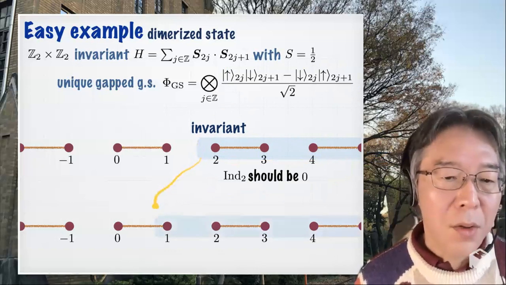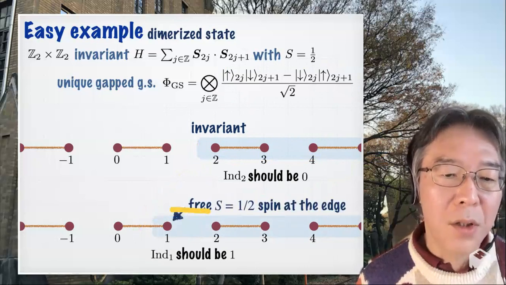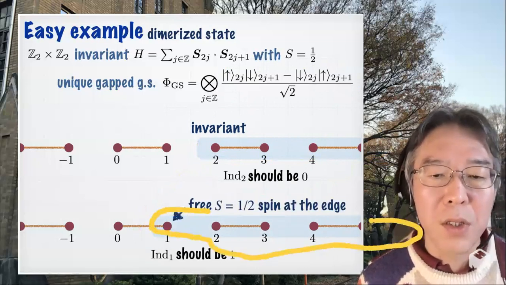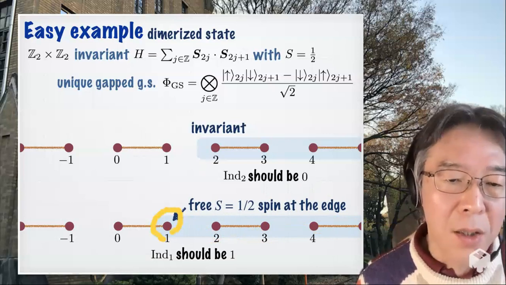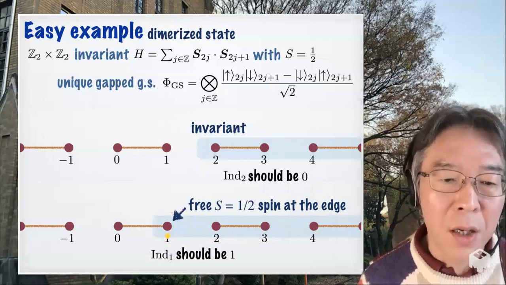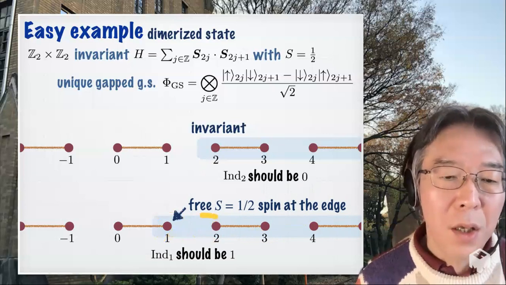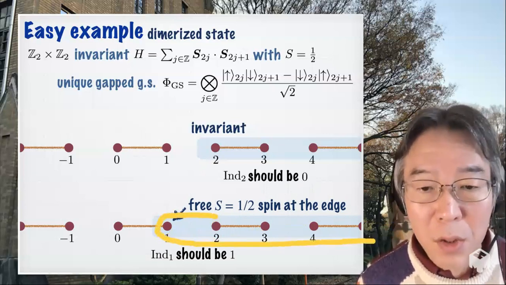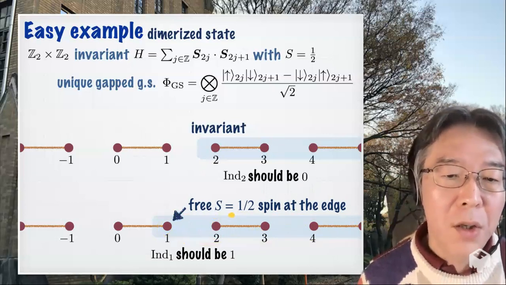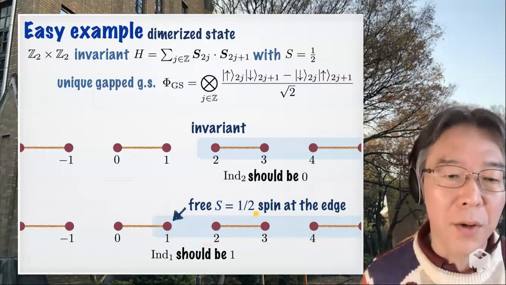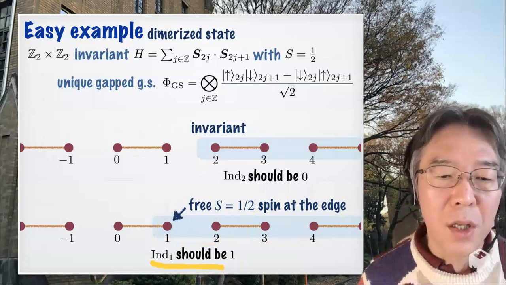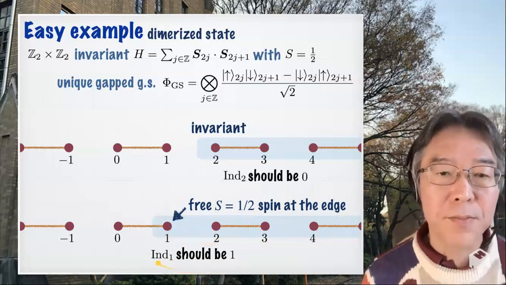But you can also make a fictitious cut here and look at the transformation property of this half infinite portion of the ground state. Then, of course, you have this bunch of spin singlets which are innocent, invariant, but you have a spin 1/2 here at the edge. So in this case, if you look at the transformation property of this half infinite chain, you see the transformation property of a single spin 1/2. So in this case, you should get 1 for the index.